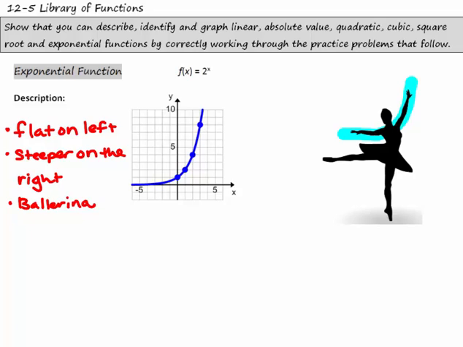Now our exponential function is going to be flat on the left side, and then it curves upward and gets steeper on the right. And my nickname for it is ballerina because it sort of looks like ballerina arms. This particular exponential function has a base of 2, but we can vary the base. We can have different bases there.